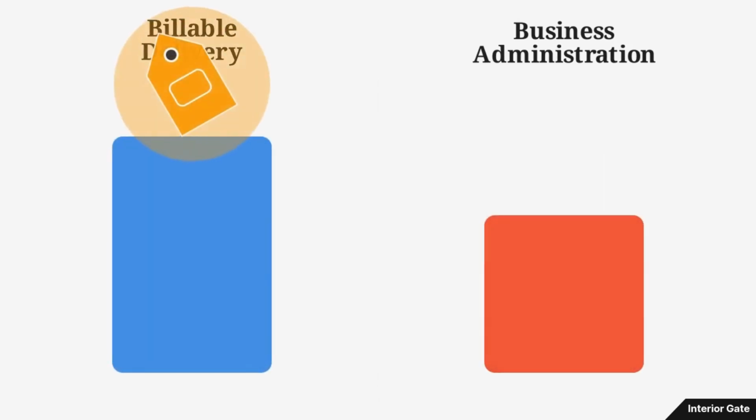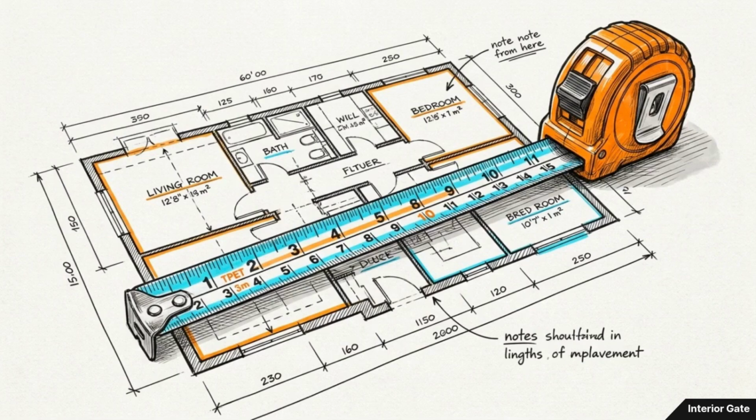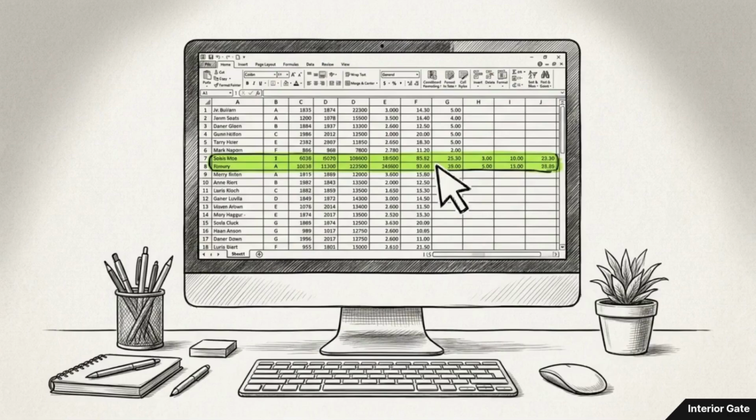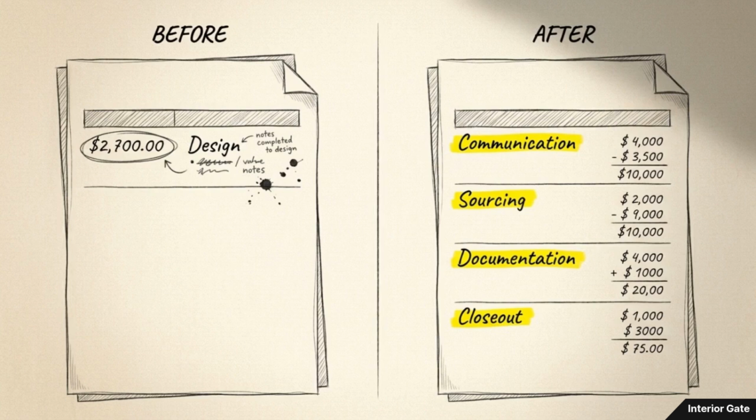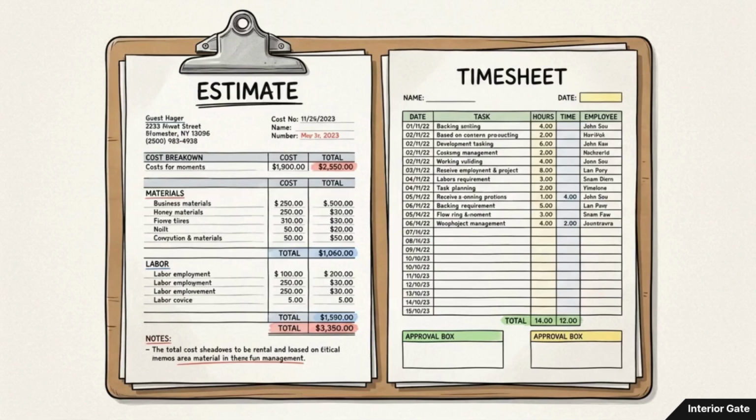This raw data allows a business to accurately price a project because you cannot monetize labor that you haven't first measured. Once you have these figures, update your standard estimate template to account for the actual time these tasks require. Add 4 specific line items that are often overlooked: communication, sourcing, documentation, and closeout. At the end of your next project, compare these original estimates against the actual hours you tracked during the work.